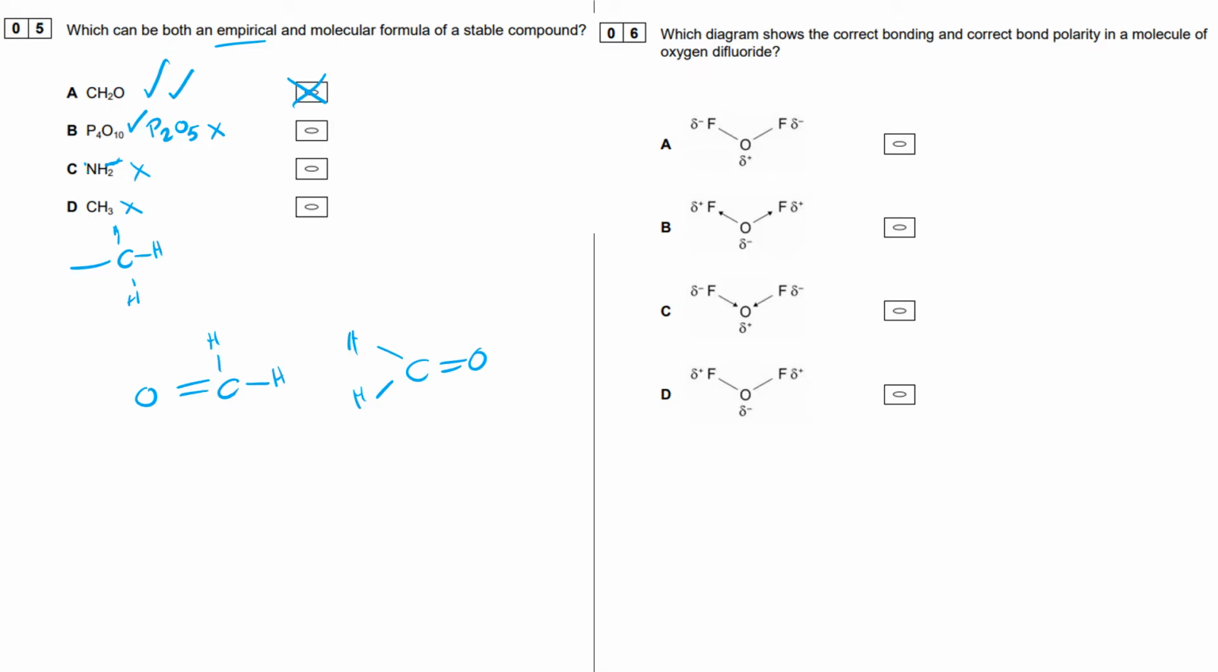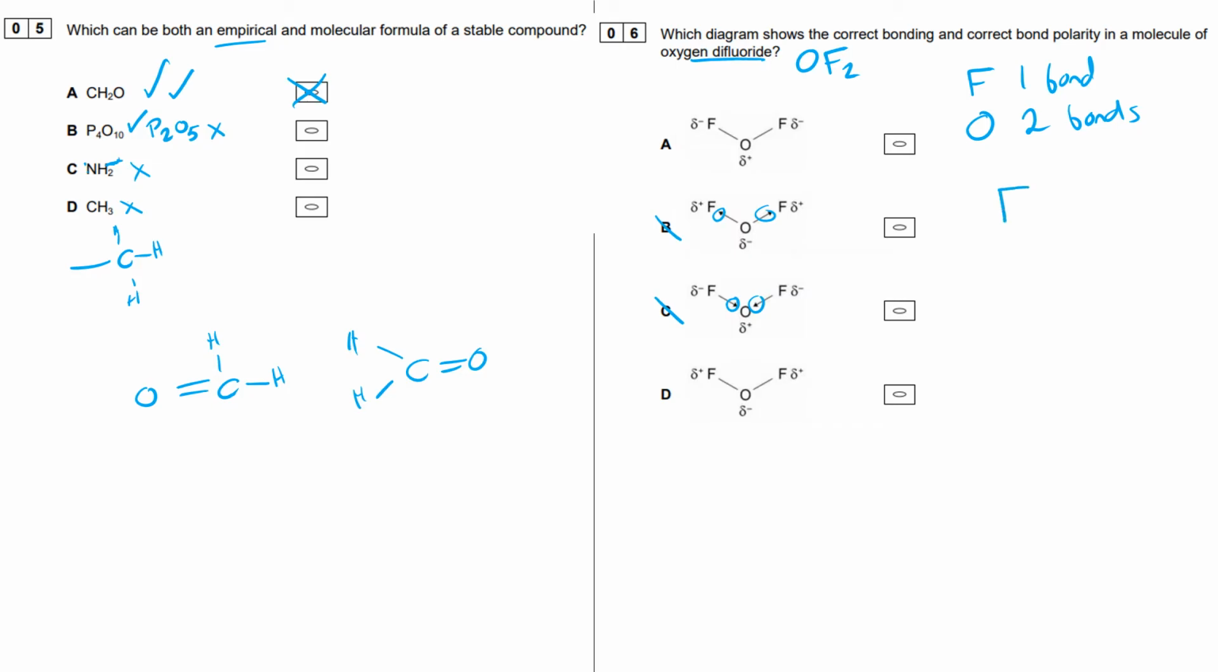Question 6. Which diagram shows the correct bonding and correct bond polarity in a molecule of oxygen difluoride, OF2? Fluorine forms 1 bond. Oxygen, in a stable compound, will form 2 bonds. So looking through these, if there's 2 bonds from oxygen and 1 bond from each of the fluorines, it won't need to be a dative covalent bond. So B and C are incorrect because these represent dative covalent or coordinate bonds. So it's just going to be 2 normal covalent bonds there.